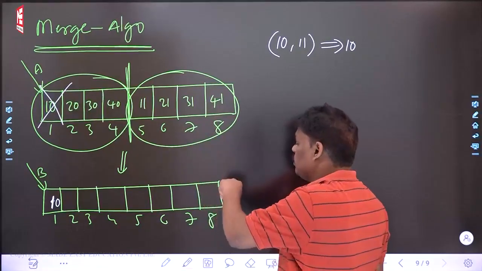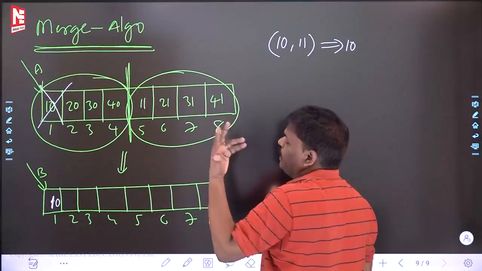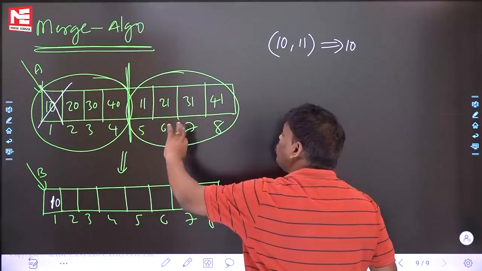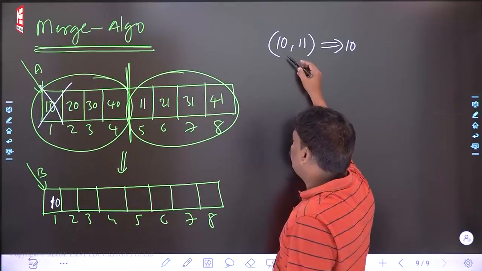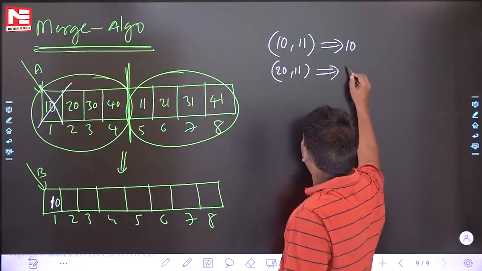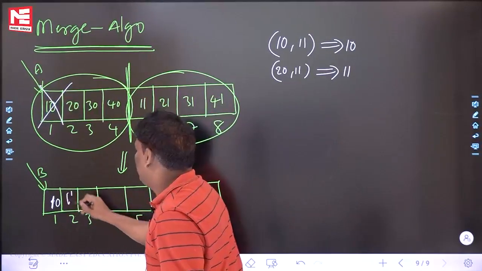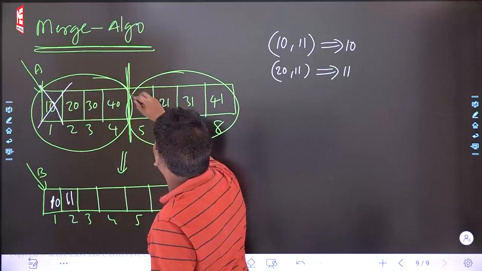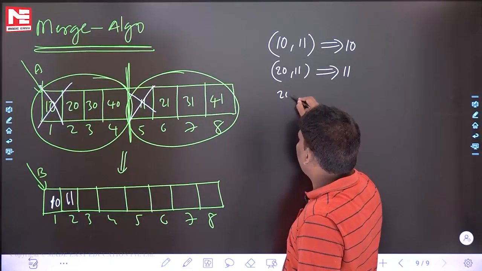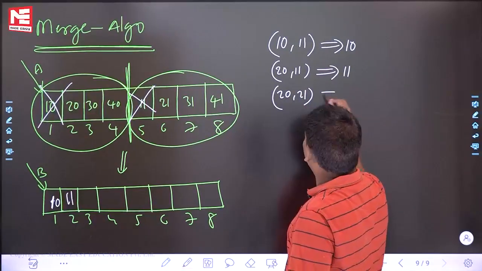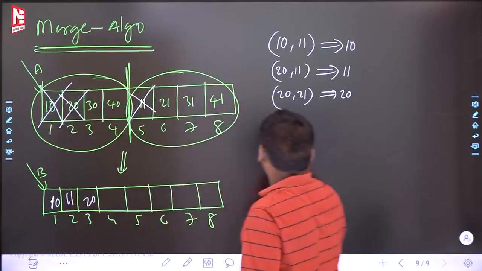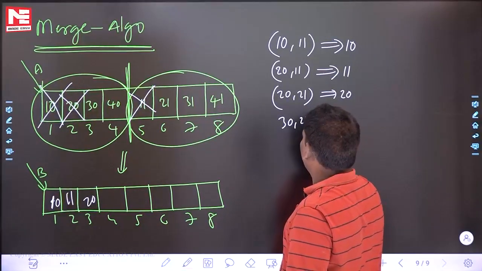Similarly, continue the same story. Every time from both groups, the first person will fight. The person who can come next here is going to be, in both groups, the first person can fight. First group, first person, 20. Second group, first person, 11. Whoever is smaller, he will come. Who is that? 11. Every time compare, whoever is smaller, he will come. Again now, who is the next person going to come? First elements only will fight. Who are those? 20, 21, best one, 20. Next, 30, 21, winner, 21.